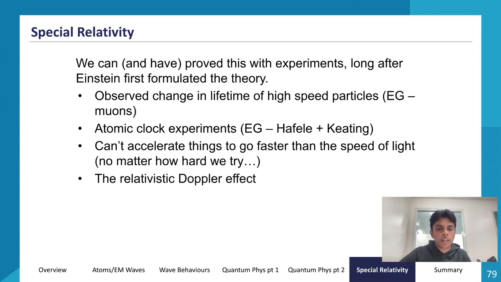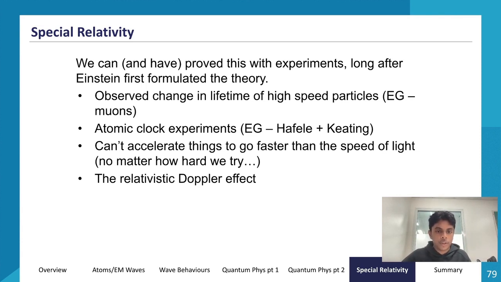And then there were also atomic clock experiments where they tried to travel around the Earth multiple times to see if the time would change in the clocks, and it did. Some of the clocks were behind the other ones, which showed that time dilation existed once again.